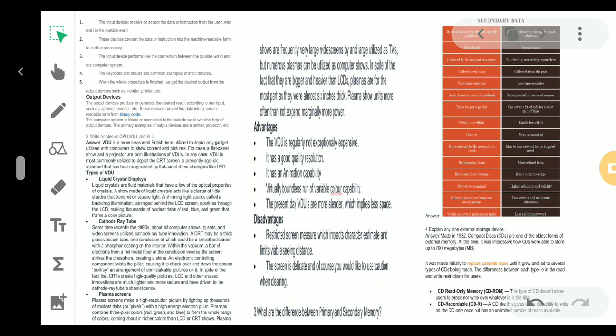Next is the plasma screen. This is a high resolution picture, lighting up thousands of dots, meaning pixels, with a high energy of electrical glare. Okay, so these are generally used.